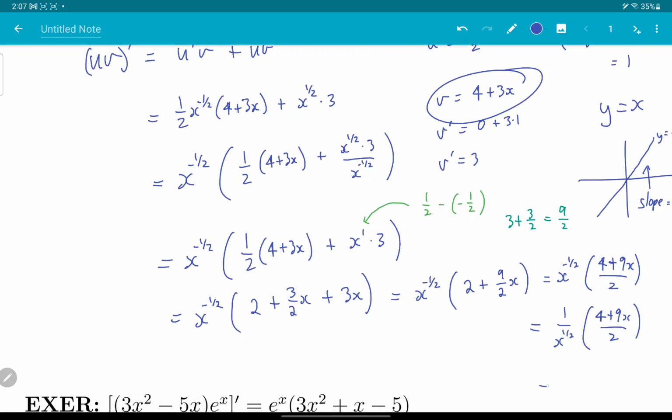And finally, I get my desired answer. 4 plus 9x over 2 x to the half. Okay, copy that. I'm going to take a peek at my answer up top to see if I got it right. I believe I did.